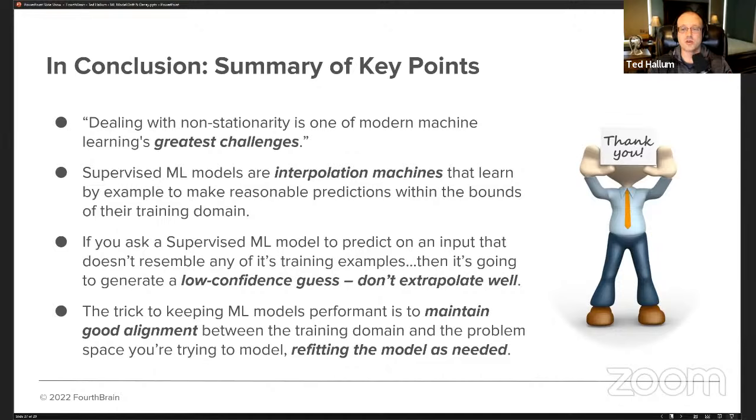And finally, the trick is to have that cyclical process, ideally powered by MLOps, to maintain good alignment between your training domain and the problem space that you're attempting to model, and then refitting the model on a regular basis as needed.